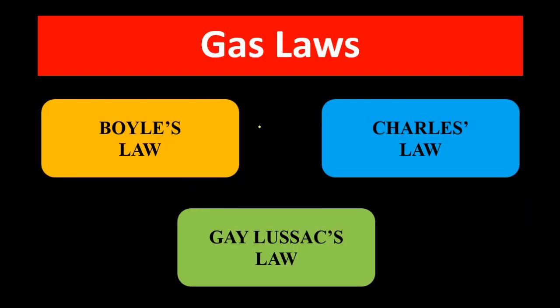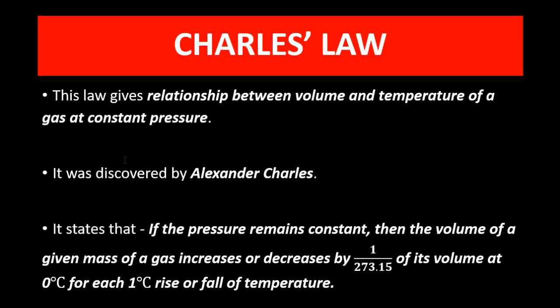Now we have Charles' law. Okay, so let us discuss Charles' law. Charles' law gives us the relationship between volume and temperature of a gas at constant pressure. The two important parameters here are volume and temperature, and pressure is kept constant. Previously we had pressure and volume with temperature constant. Here, volume and temperature, pressure constant.